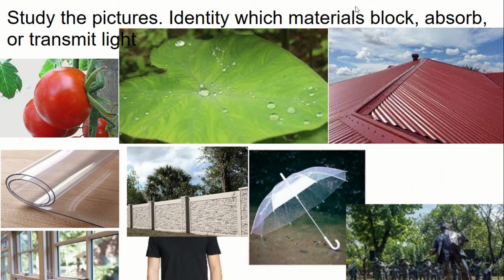So now let us study the pictures. Identify which materials block, absorb, or transmit light. So you have here 1, 2, 3, 4, 5, 6, 7, 8, 9 pictures. Okay, can you tell me the first picture? What is this first picture all about? Very good. How about number 2? Number 3? Okay, very good. So you have all correctly described these pictures. Now, can you identify which materials block, absorb, or transmit light?